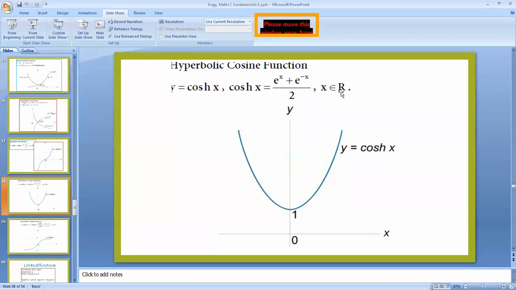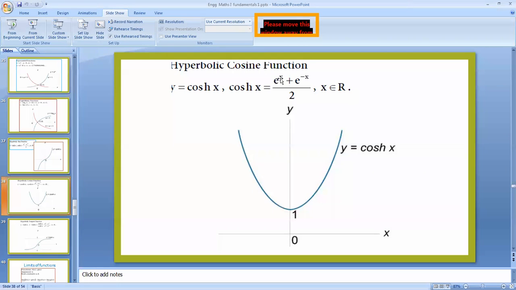Now x belongs to R means what? x will take values from minus infinity to plus infinity. Means x will take real values. And real values are from minus infinity to plus infinity. Okay. Now, first of all, I will discuss with you the central value of that function. So at which place are you getting the central value? When you substitute x is 0.